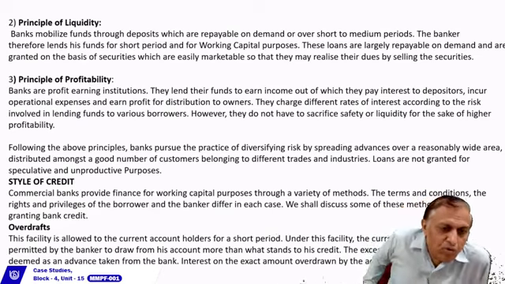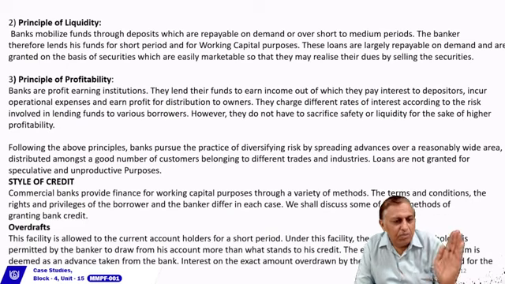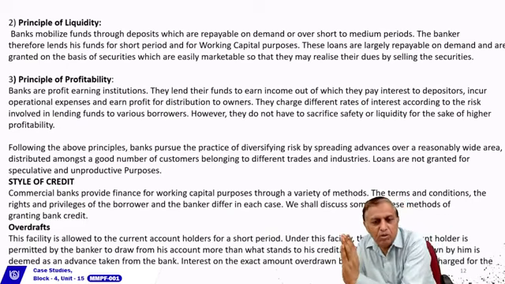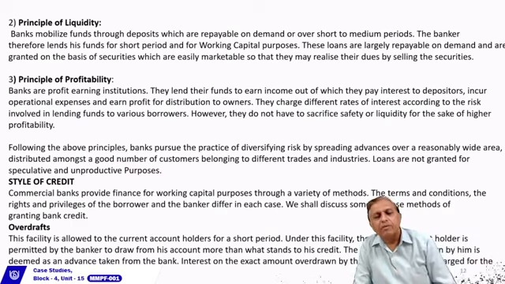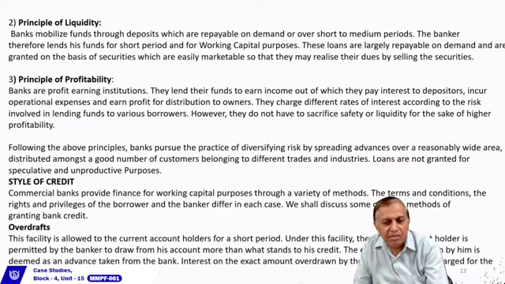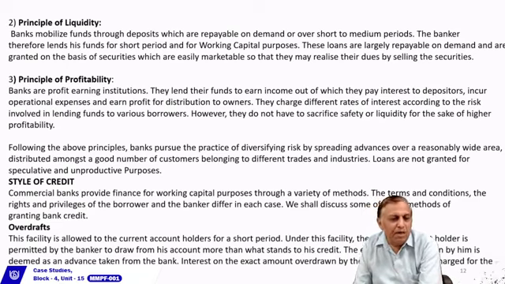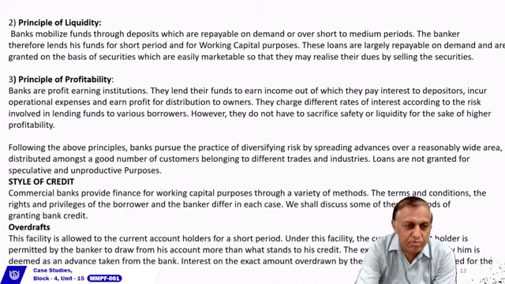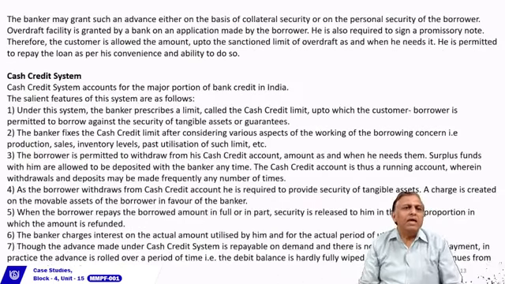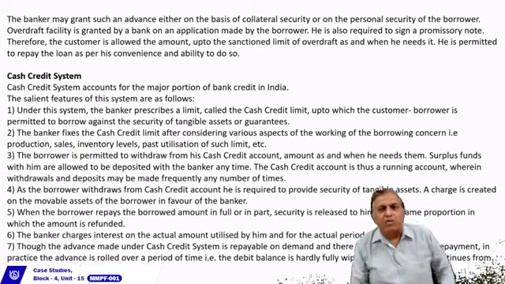Overdraft is allowed to current account holders for a short period. Under this facility, the current account holder is permitted by the banker to draw from his account more than what stands to their credit. What happens to this excess credit? The excess amount drawn by him is deemed as an advance taken from the bank. They pay the interest on the exact amount overdrawn by the account holder for the period of actual utilization, whatever period we have used. The banker may grant such an advance either on the basis of collateral security or on the personal security of the buyer.